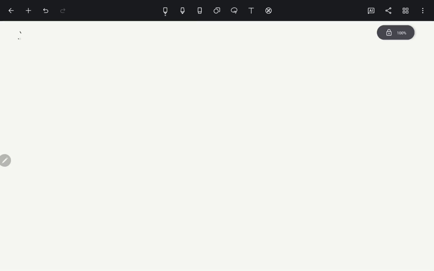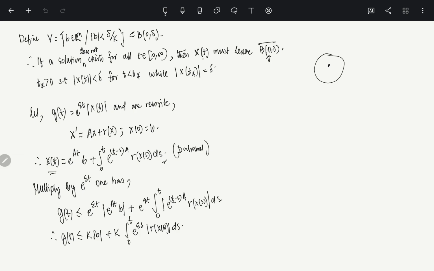So you see, for t less than or equal to t star, the solution is less than delta, right? It stays inside that ball. At t star, it touches the boundary, and after t star, it just flows out. That's what we are saying.